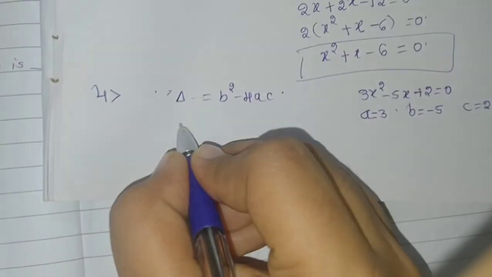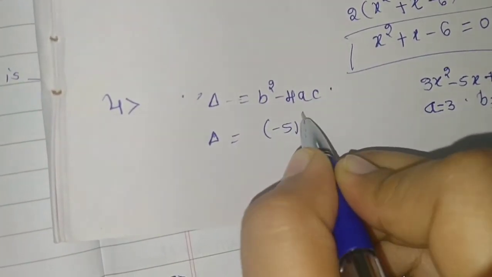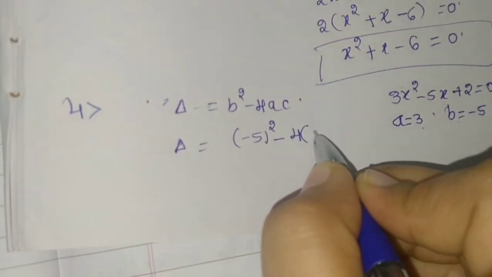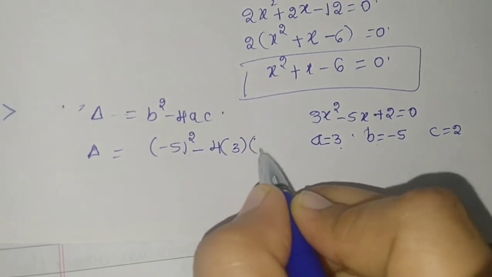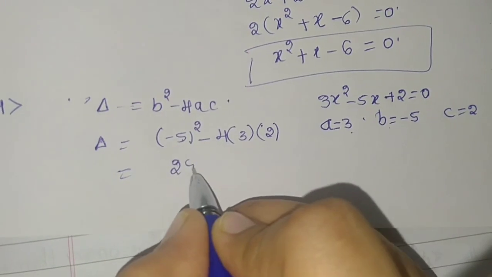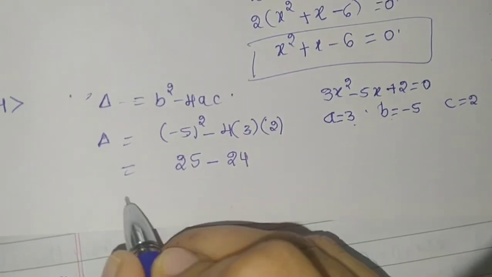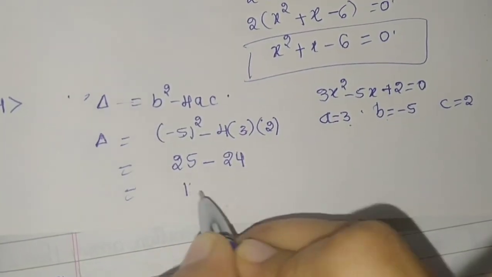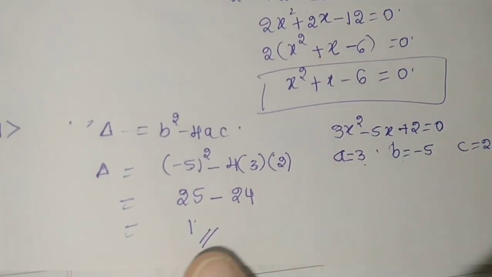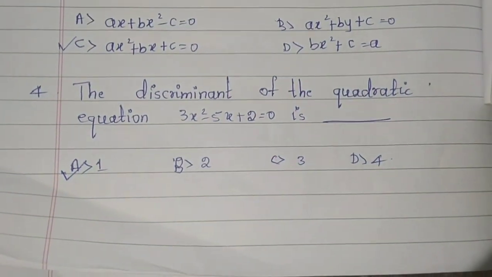Now the discriminant will be b square, that is minus 5 the whole square, minus 4 into, in place of a here 3 is there, that is 3 into 2. So this will be minus 5 the whole square, which is 25, minus 4 3s are 12, 12 2s are 24. So 25 minus 24 is nothing but 1. Therefore, the value of the discriminant of this quadratic equation is 1. So the correct option is option A. Now we will see the next question.